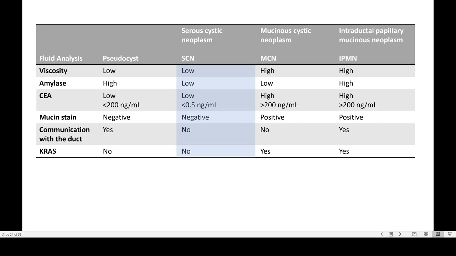Number two, if you look at serous cystic neoplasm, you'll notice that whatever the criteria is, it's low or negative, right? So viscosity, amylase, everything is low, everything is negative. Now, if you look at IPMN, everything is high or positive. Now, this is a great tool for you to remember, right? So if any of these criteria is high, it can't possibly be a serous cystic neoplasm.